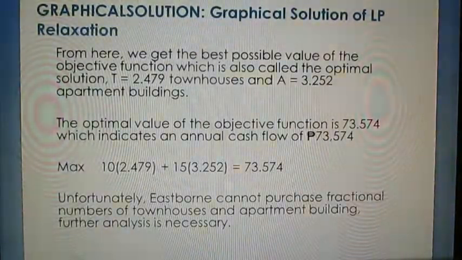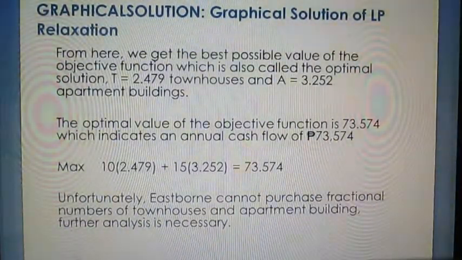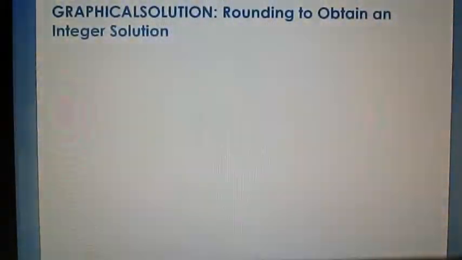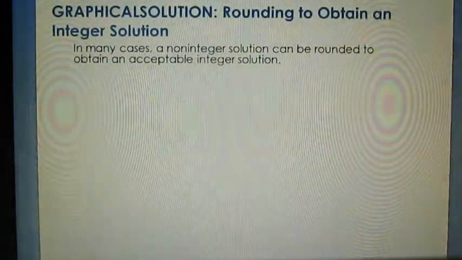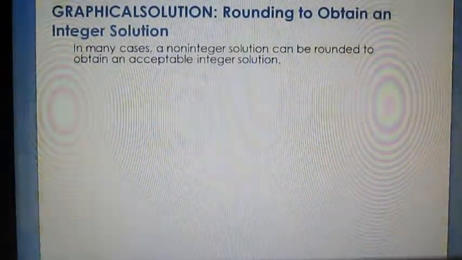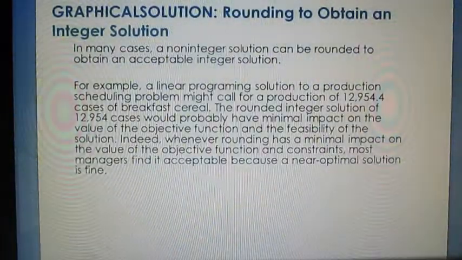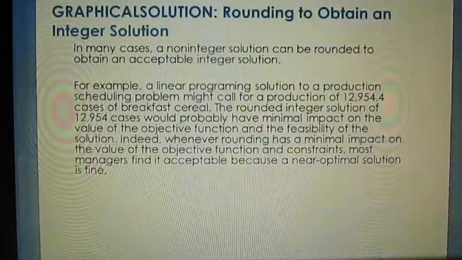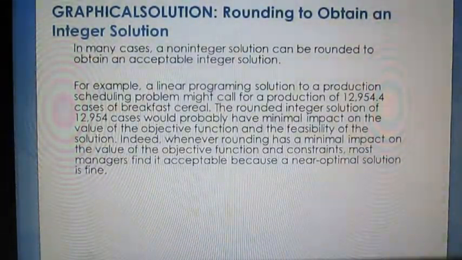Unfortunately, Eastbourne cannot purchase fractional numbers of townhouses and apartment buildings. Further analysis is necessary. Rounding to obtain an integer solution. In many cases, a non-integer solution can be rounded to obtain an acceptable integer solution. For example, a linear programming solution to a production scheduling problem might call for a production of 12,954.4 cases of breakfast cereal. The rounded integer solution of 12,954 cases would probably have minimal impact on the value of the objective function and the feasibility of the solution. Indeed, whenever rounding has a minimal impact on the value of the objective function and constraints, most managers find it acceptable because a near-optimal solution is fine.